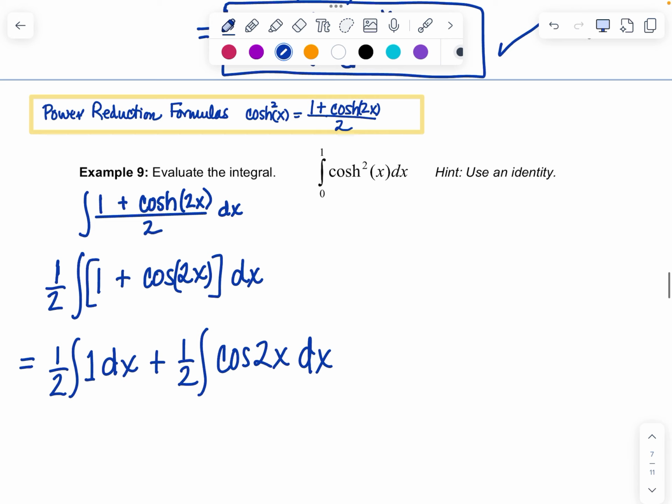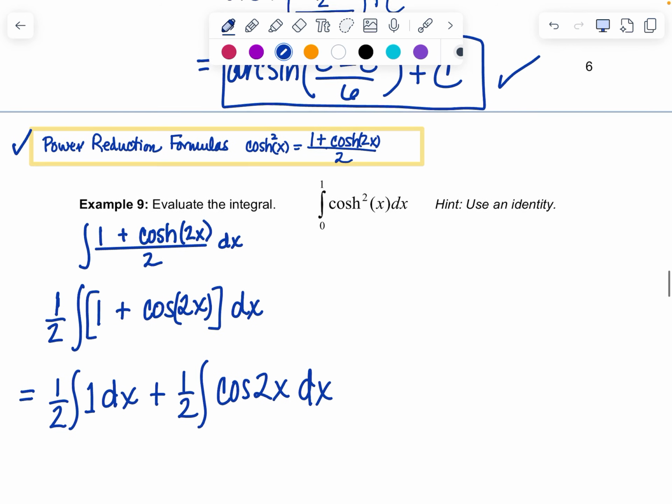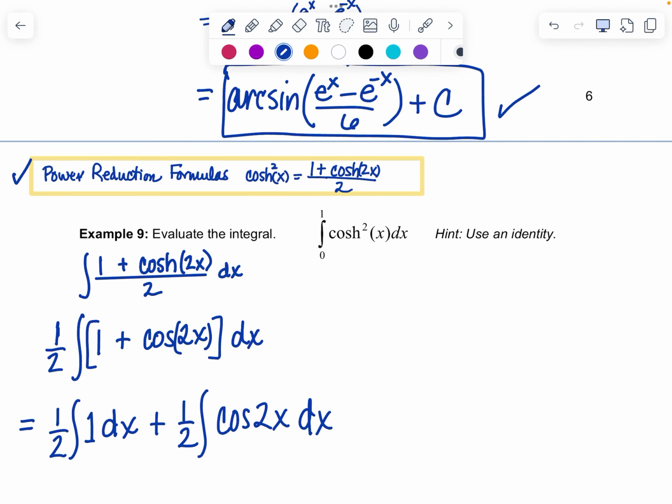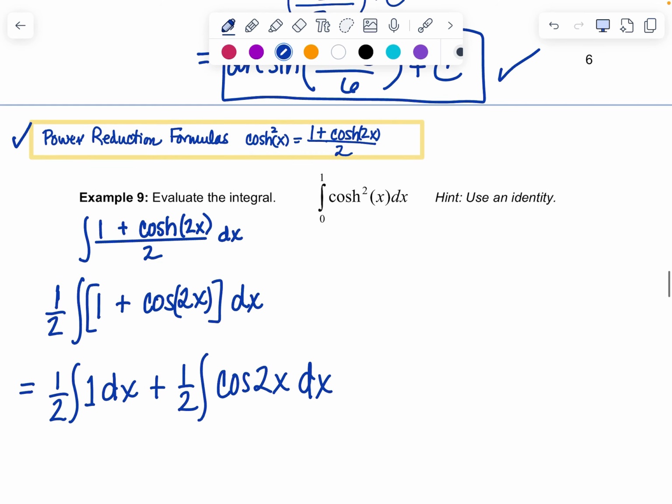Moving on, we have the integral of cosh squared, but this is now a definite integral. You go from 0 to 1. And so we start off with cosh squared, but we're using a power reduction formula you see here. It's the hyperbolic cosh squared x is equal to 1 plus the hyperbolic cosh 2x over 2. And that is exactly like the regular trig, which is cosine squared x is equal to 1 plus cosine 2x over 2. So very similar here, so it helps you to remember all the new stuff.